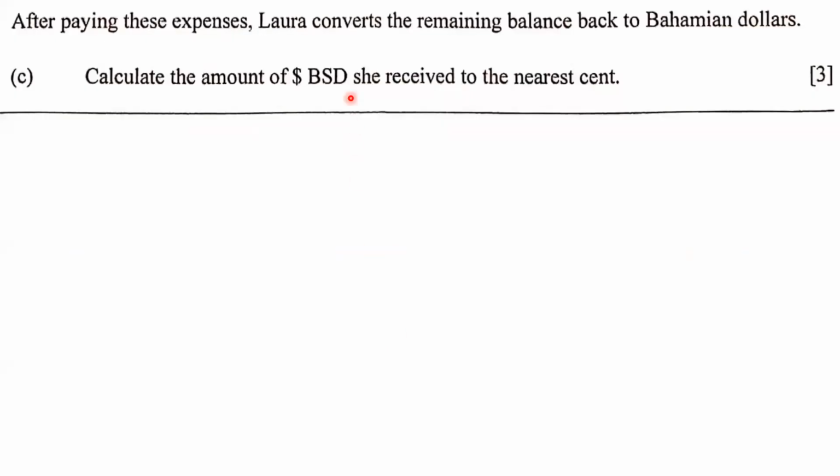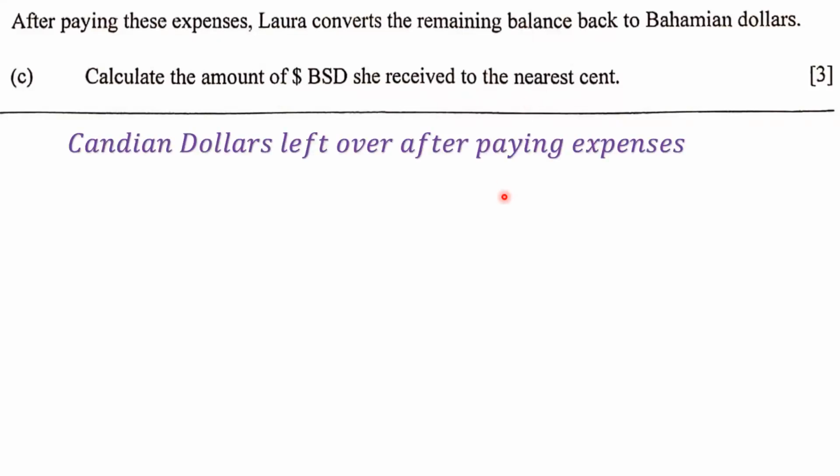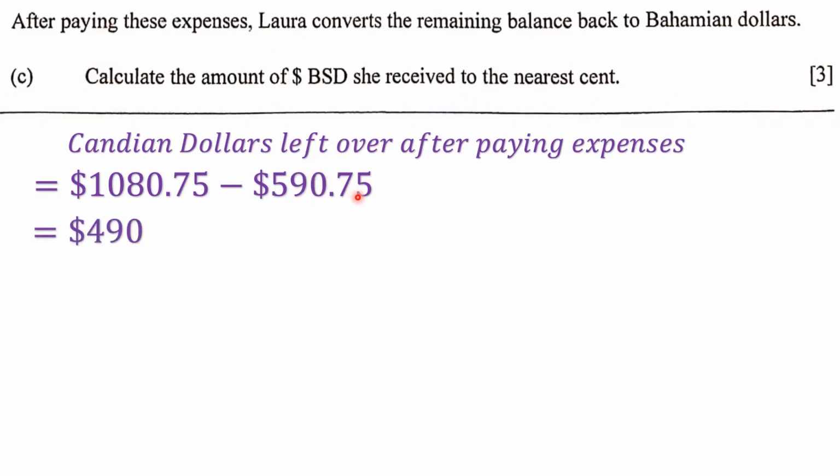Now, the next question says, after paying these expenses, Laura converts the remaining balance back to Bahamian dollars. Calculate the amount of Bahamian dollars she received to the nearest cent. So let's figure out the subtraction. We have to find the difference first. Let's take away her expenses from the amount of money she had. So it's $1,080.75 minus her expenses, which was $590.75. And so this is going to be equal to $490. So the amount of money that she had left after her expenses is $490.